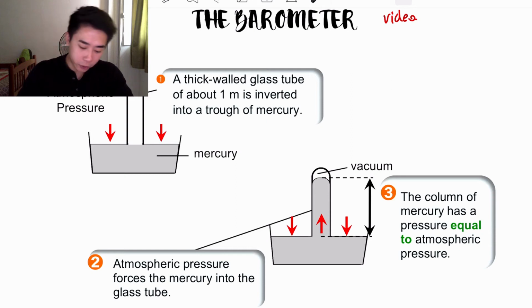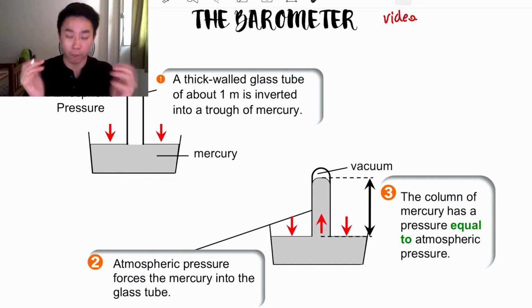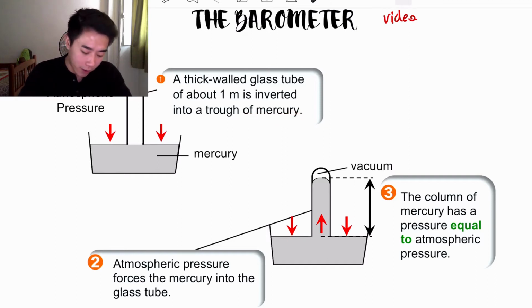Alright, so here we come to this instrument called the barometer. A barometer actually consists of a thick wall glass tube, and this thick wall glass tube is upside down, that means it's inverted, and is placed into a trough of mercury, right? And over at the sides, we have atmospheric pressure acting down here.